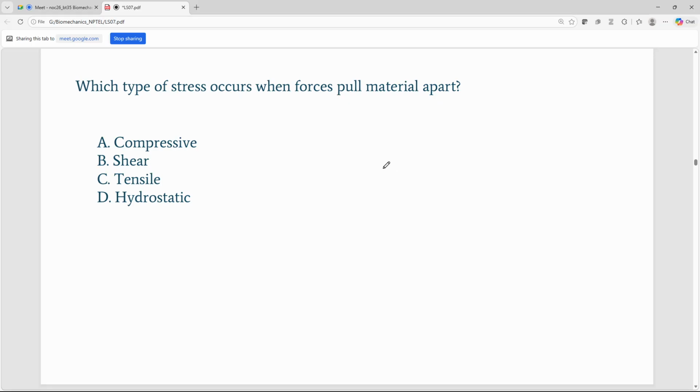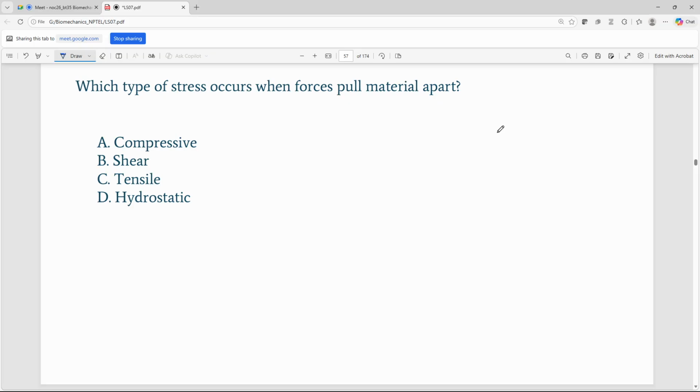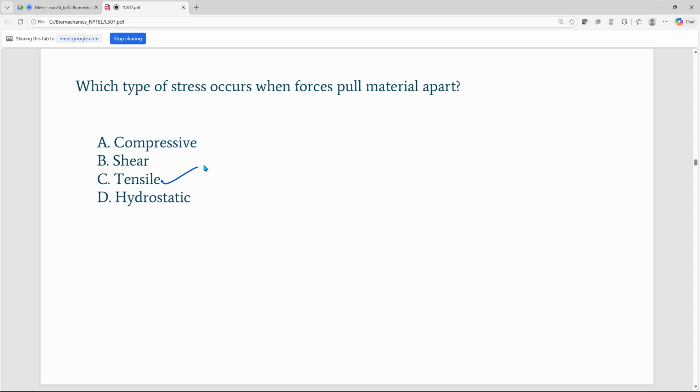Which type of stress occurs when forces pull a material apart? I've already discussed this one. What is the pulling force? Options are option A compressive, option B shear, option C tensile, option D hydrostatic. Yes, the answer is C, tensile force.